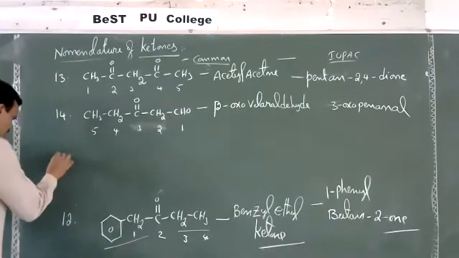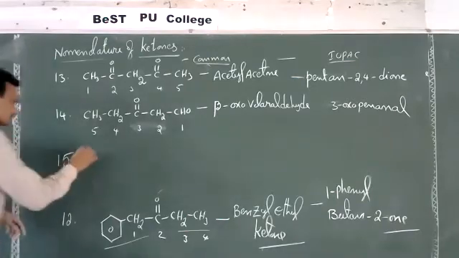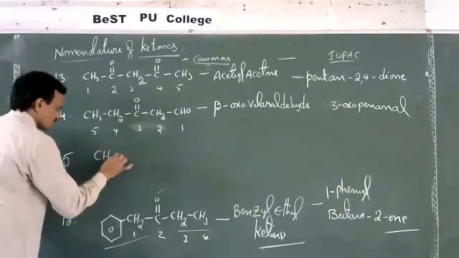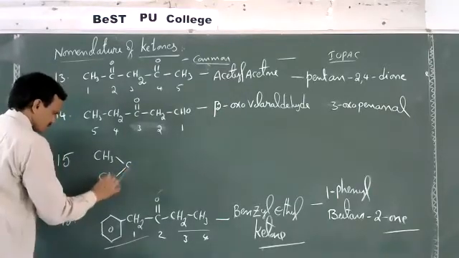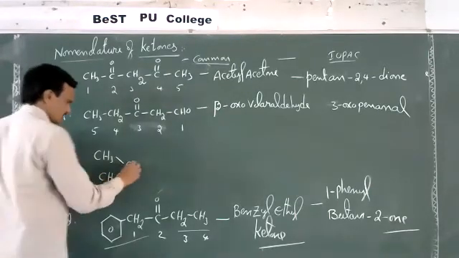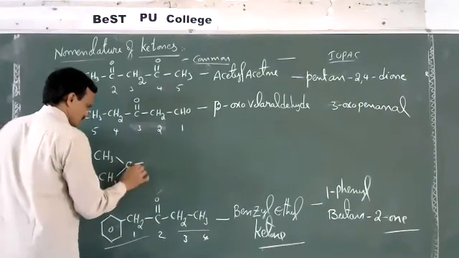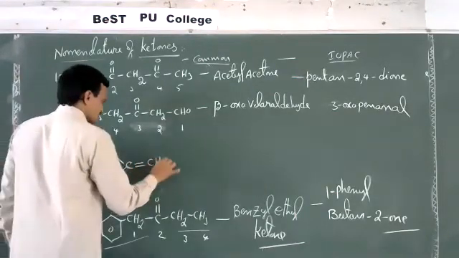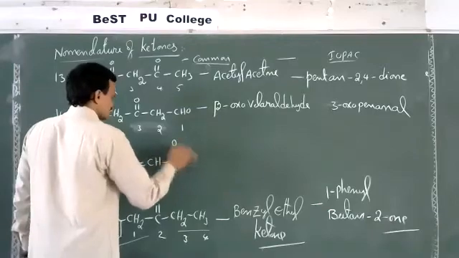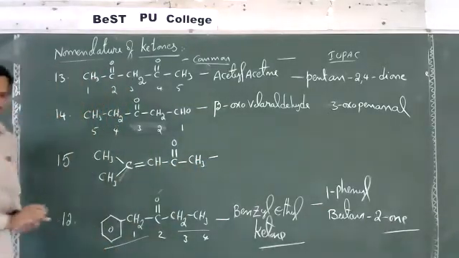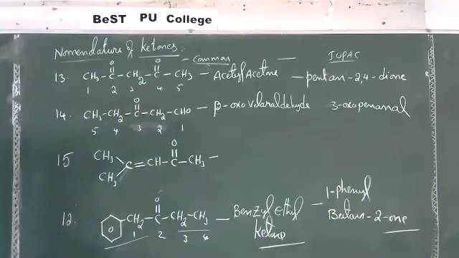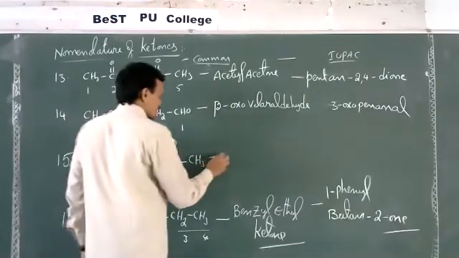And finally, one more. CH3, single bond here, C, double bond, CH, CO, CH3. So this compound now. What is the name of this compound?